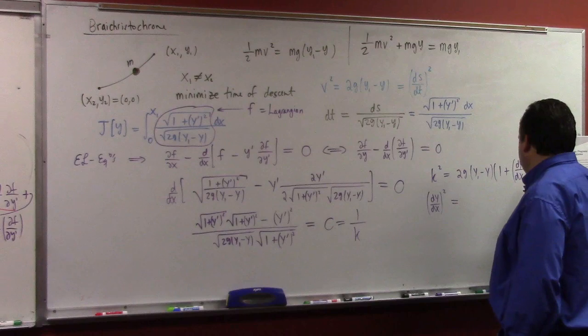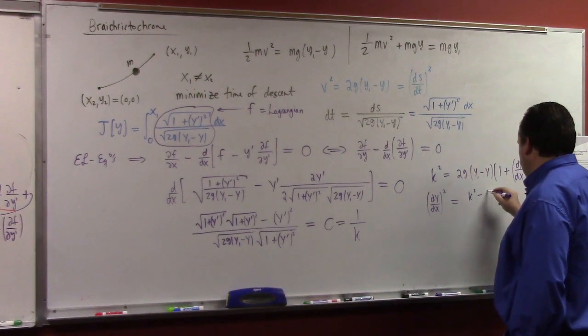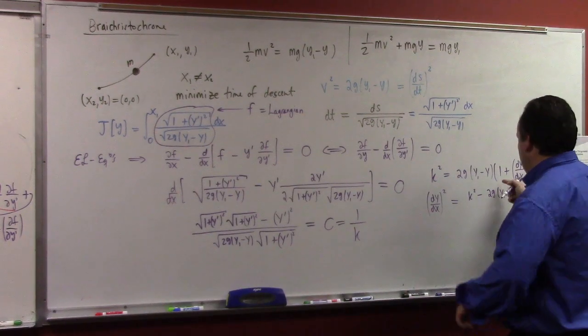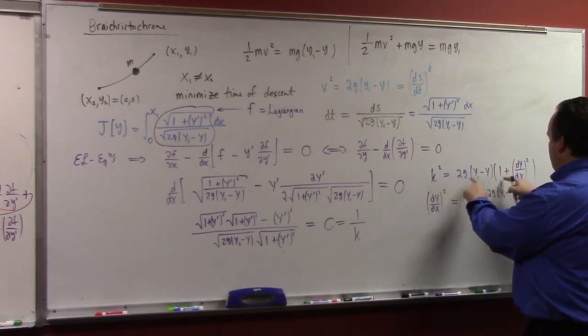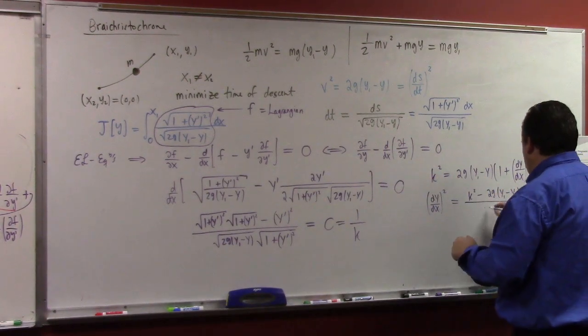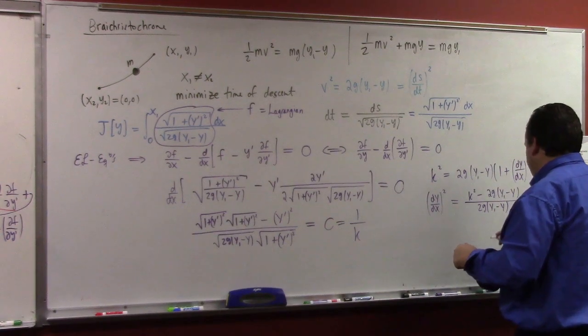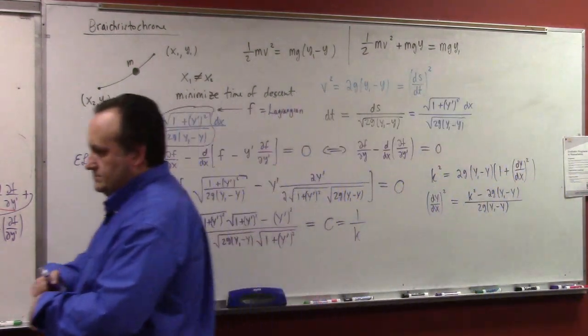We've got k squared minus 2g times (y1 minus y). So I'm just subtracting this piece to the other side, right? But then I'd have this times that, so I have to divide by 2g times (y1 minus y). And then what?